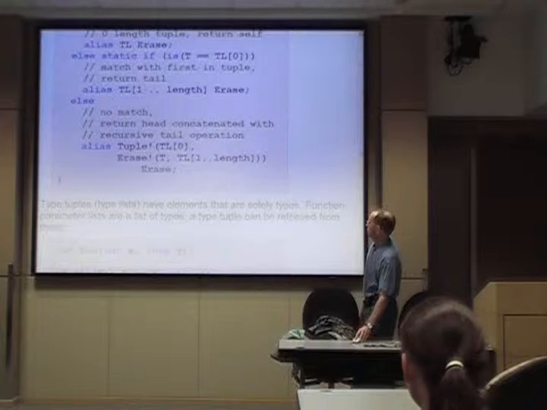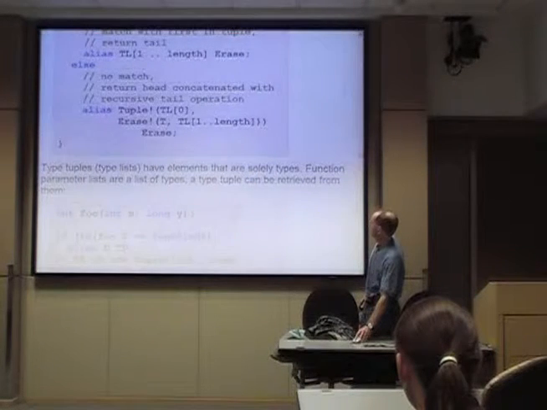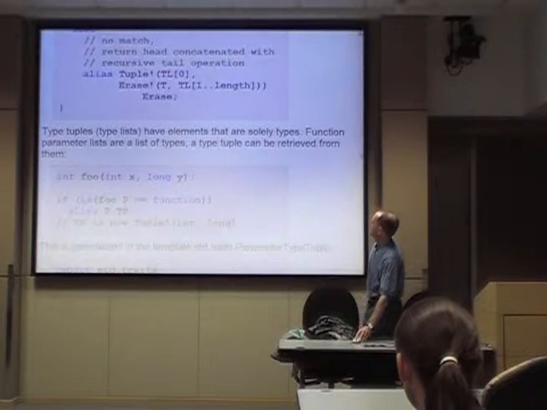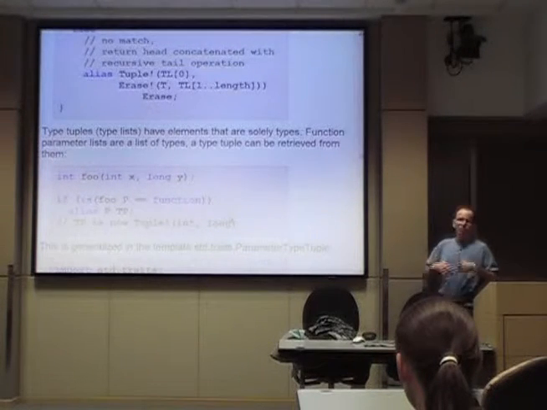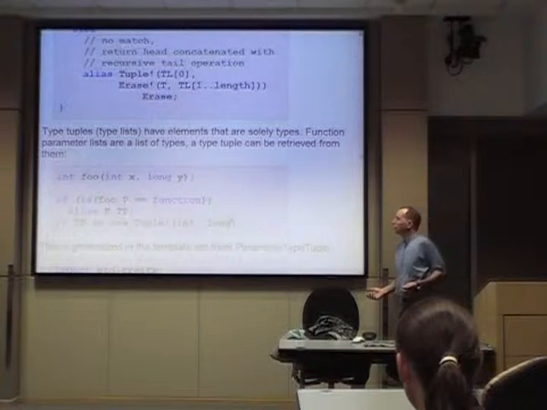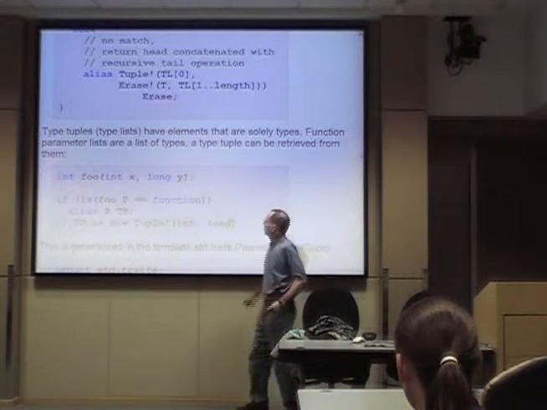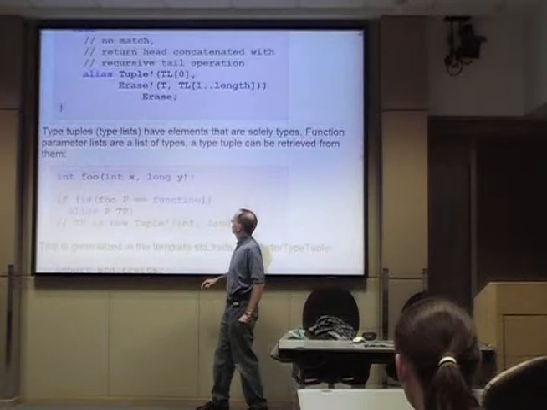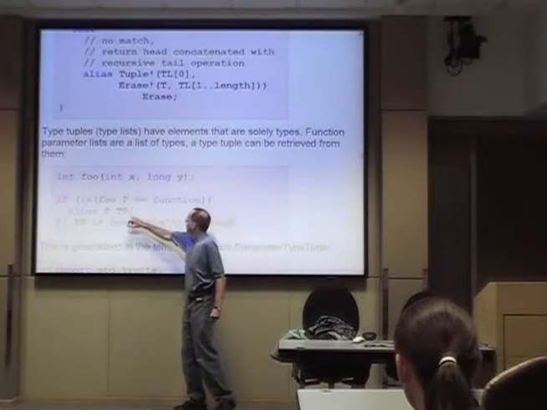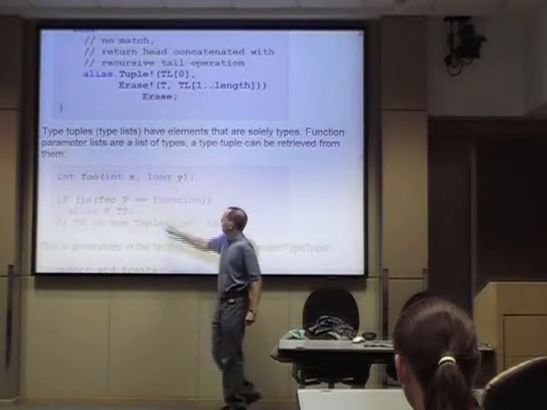Okay, so far we've dealt with tuples which have only types in them, and those are called type tuples. Another word for that is type lists. Function parameter lists are also lists of types, and so a type tuple can represent a function parameter list or can be extracted from a function. So this rather strange syntax is just a way to get TP to be a tuple.